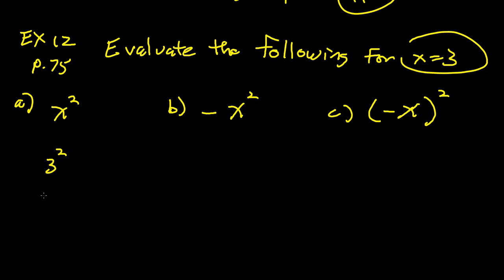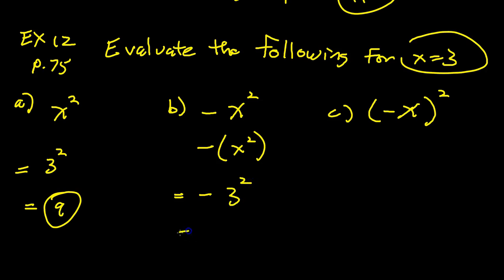Well, this first one's a breeze, right? You just plug in 3 for x, and 3 squared is 9. That's no big deal. How about B? Again, minus x squared means this. You're squaring first and then negating according to your order of operations. All right, so that's going to be the negative of 3 squared. Well, of course, that's going to be negative 9.